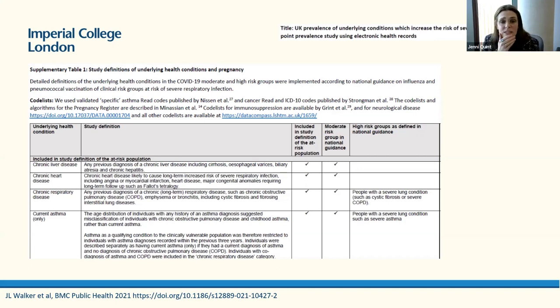One of the things that was really difficult early on, as I'm sure you're all aware, was trying to work out who should be shielding for COVID-19, and then amongst that, who should be prioritised in terms of vaccination.